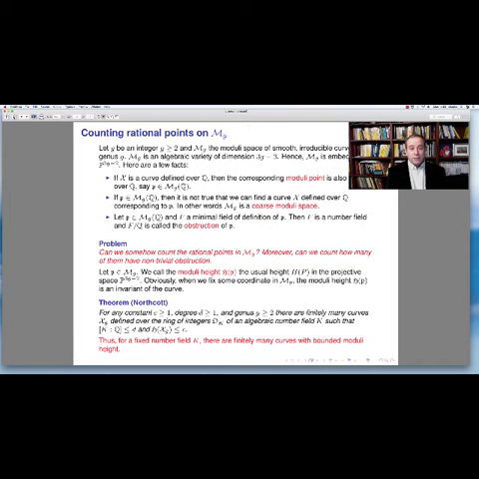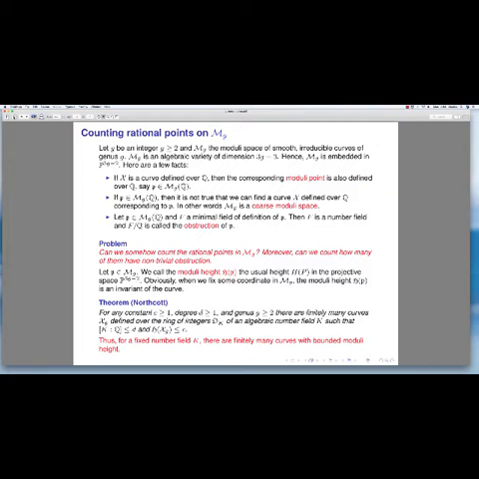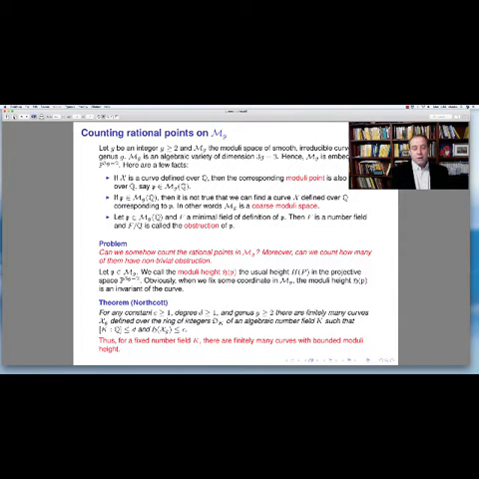I want to do some arithmetic in the moduli space of genus g curves. This is an algebraic variety of dimension 3g minus 3, and therefore it can be embedded into a projective space. So what do we want to do there? Well, let's remind ourselves that if x is a curve defined, let's say, over the rationals, then the corresponding moduli point is also a point defined over the rationals. The converse is not true.